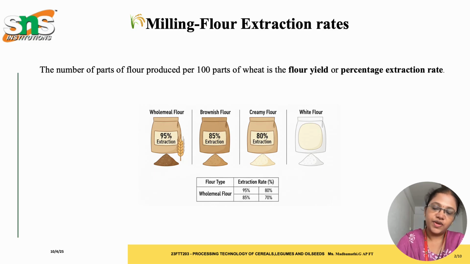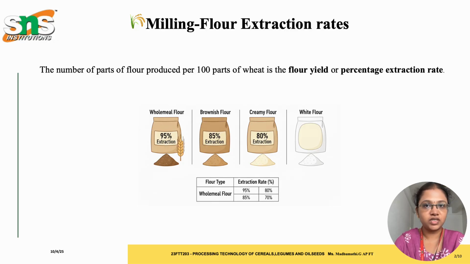Okay, so with the continuation of the previous video on the processing of wheat. Last video we saw the different types and the wheat processing. So in this video let's see how it is going to affect the extraction rates after milling the wheat. So extraction rate, what does the term extraction mean? It's nothing but the number of parts of flour that is produced from 100 parts of wheat, the flour yield or the percentage extraction rate.